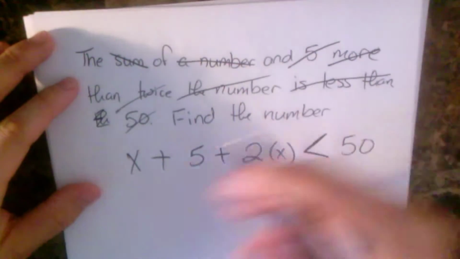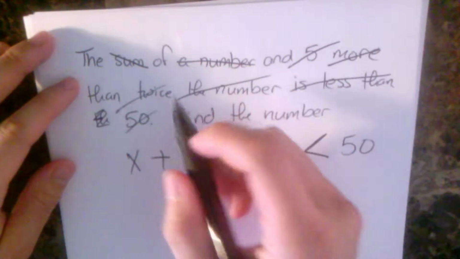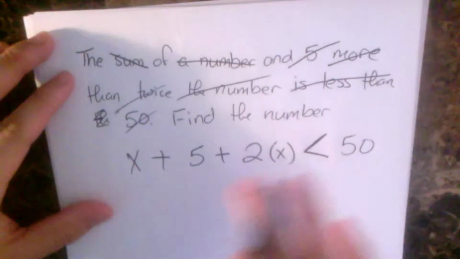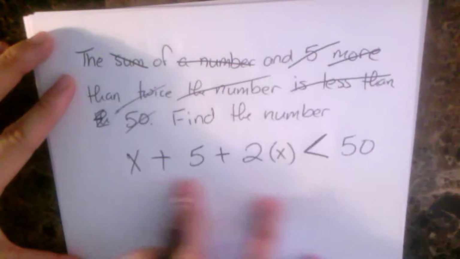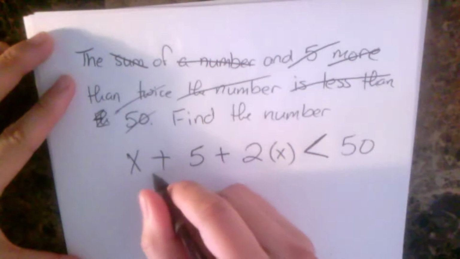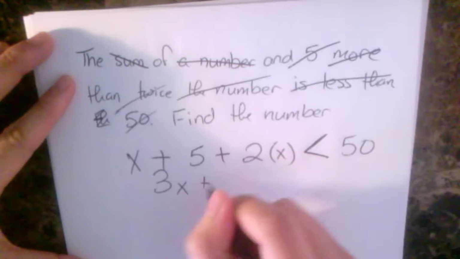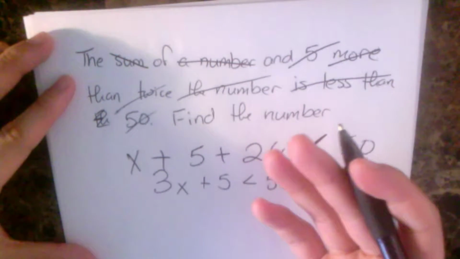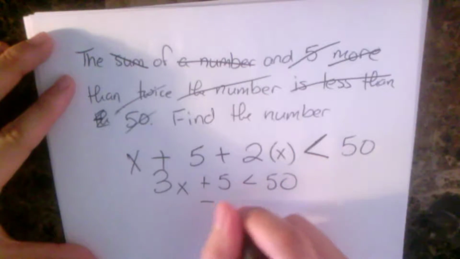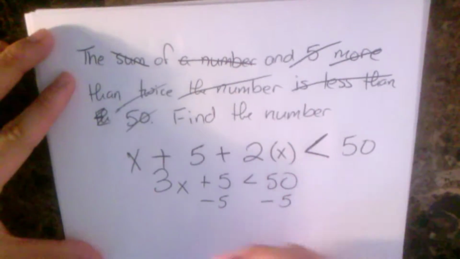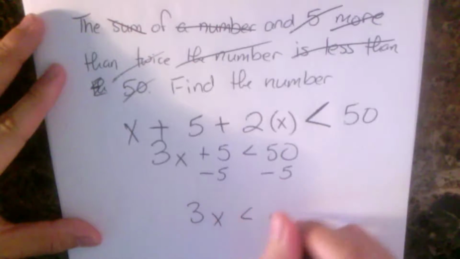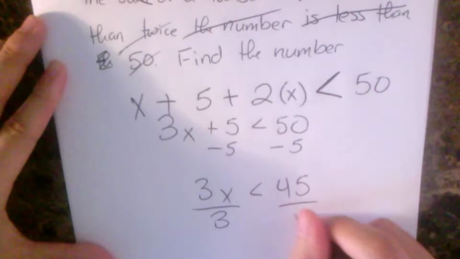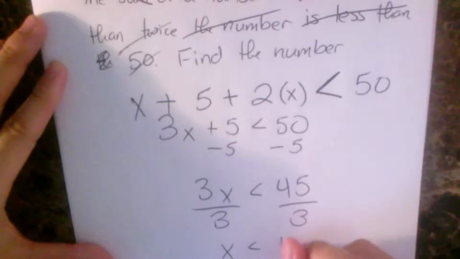Now let's go ahead and find the number. Now that we've translated it, we used all the words, except for of and technically a, and that kind of thing. But we've used all the words. So let's go ahead and just work it out. X plus 2x is 3x plus 5, still less than 50. Let's go ahead and basic inequality, get rid of that plus 5, minus 5, minus 5. 3x is less than 45. And then divide by 3. X is less than 15.